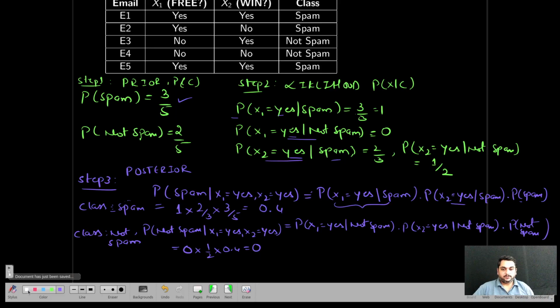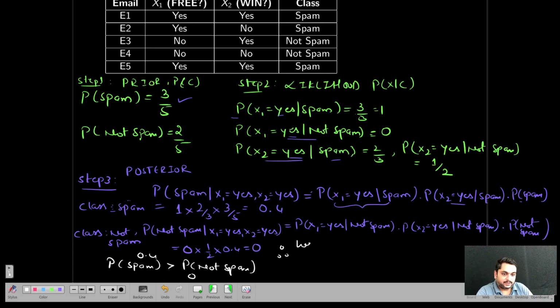Now how will you classify? You will check which class has the highest probability. That is, probability of class spam is greater than probability of the class not spam. Okay, this is 0.4, this is 0. Therefore, what is the end result? We classify the given email x new as spam. This is how the naive Bayes classifier works.